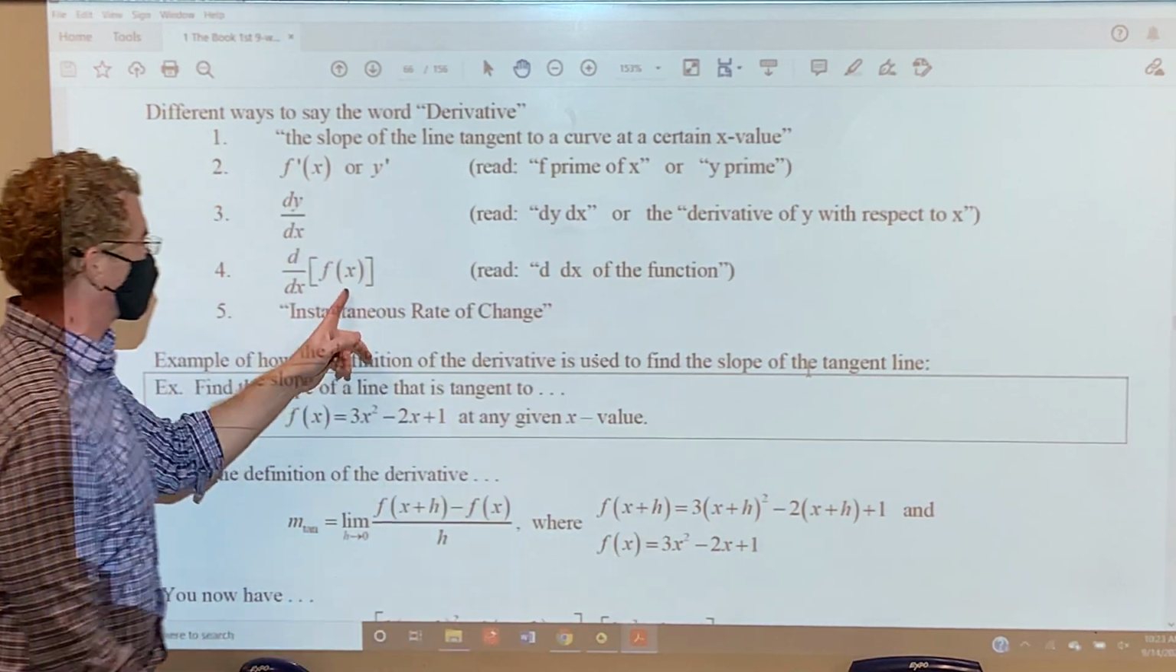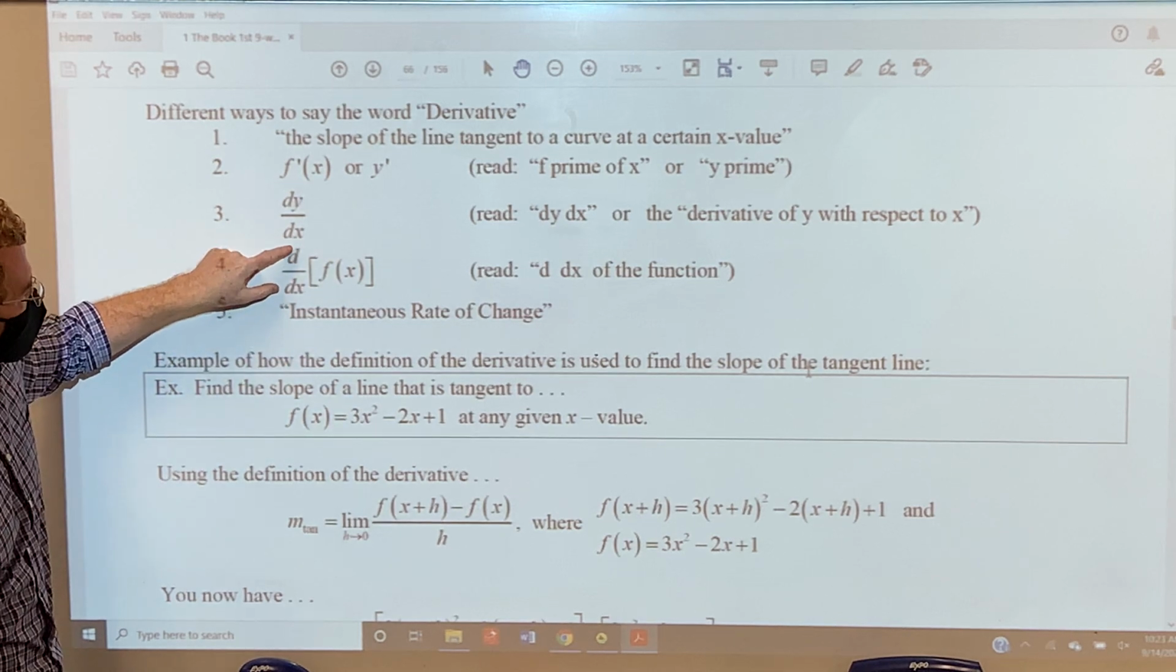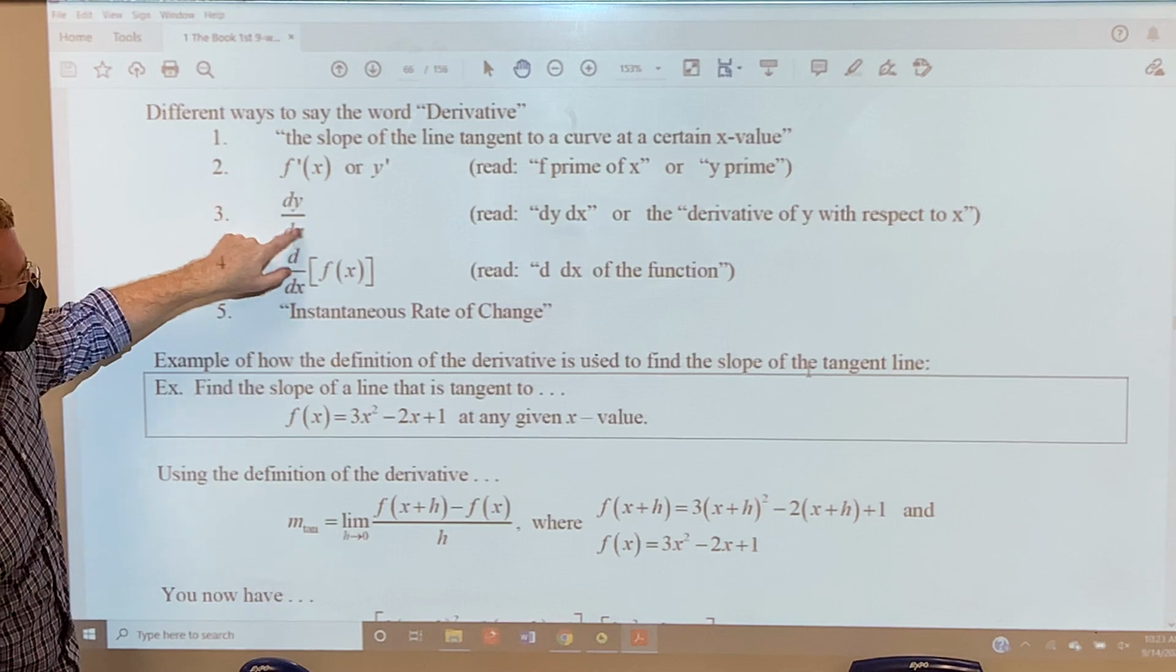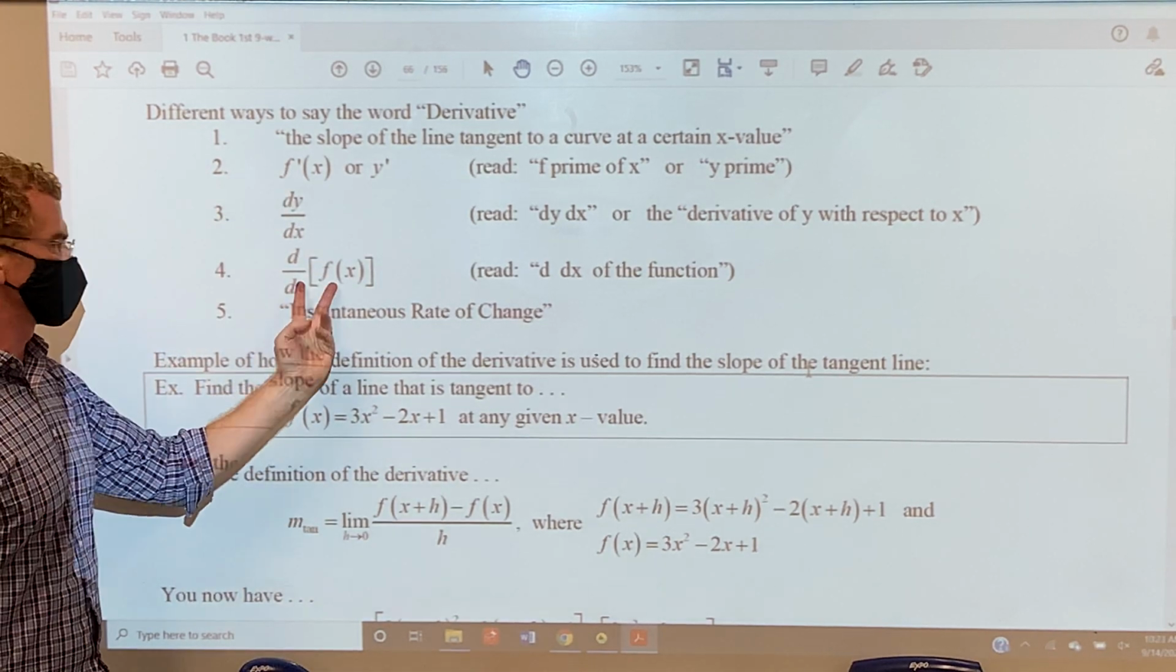And if I had a function instead of just a y, instead of writing d f of x over dx, a lot of times we just say d dx of the function. Okay? Like right here, I could have said d dx of y. But most people write it like that. If it's a function, they write it like this.